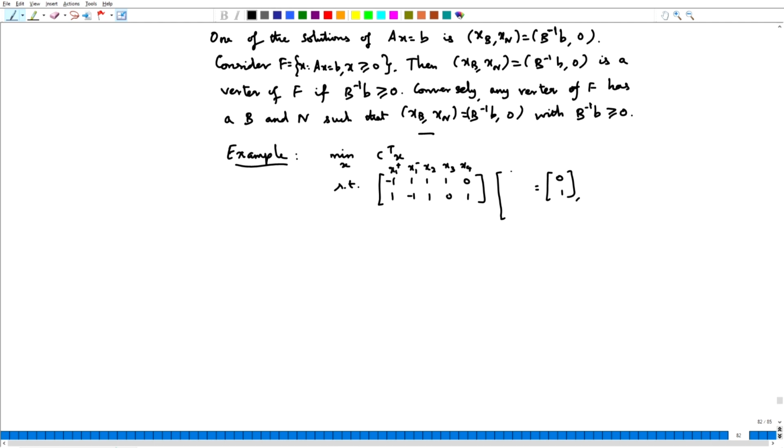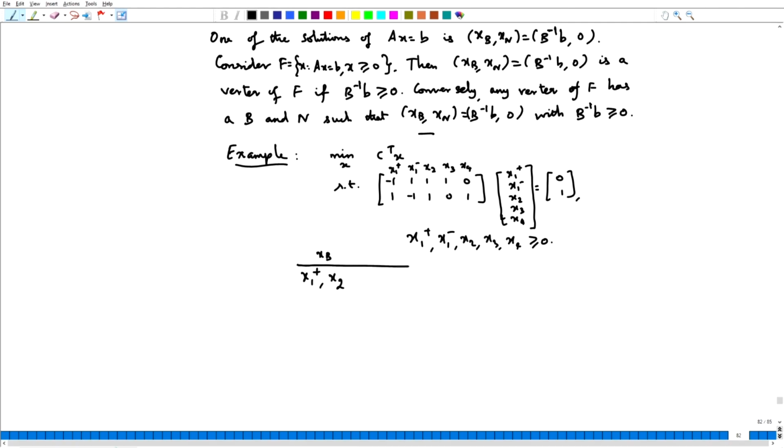So, this has to be x1 plus, x1 minus, x2, x3 and x4, I am sorry. Yeah, now it is correct: x1 plus, x1 minus, x2, x3, x4, all of them must be non-negative, right. Now, we know that the columns corresponding to x1 plus and x1 minus are not linearly independent, but x1 plus and x2 are linearly independent, right.